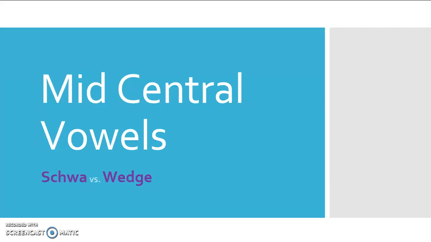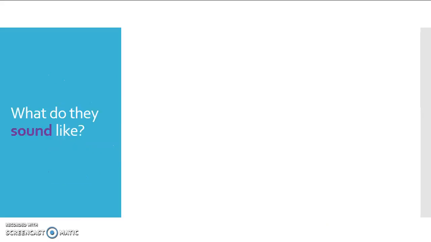Hi guys, in this screencast I want to review the difference between schwa and wedge because these are a couple of sounds that students seem to have trouble distinguishing from each other, which makes perfect sense because they are so similar to each other. They are both mid-central vowels, they're both unrounded, they're both lax, so what is the actual difference between schwa and wedge? And it all has to do with how fully you articulate those sounds.